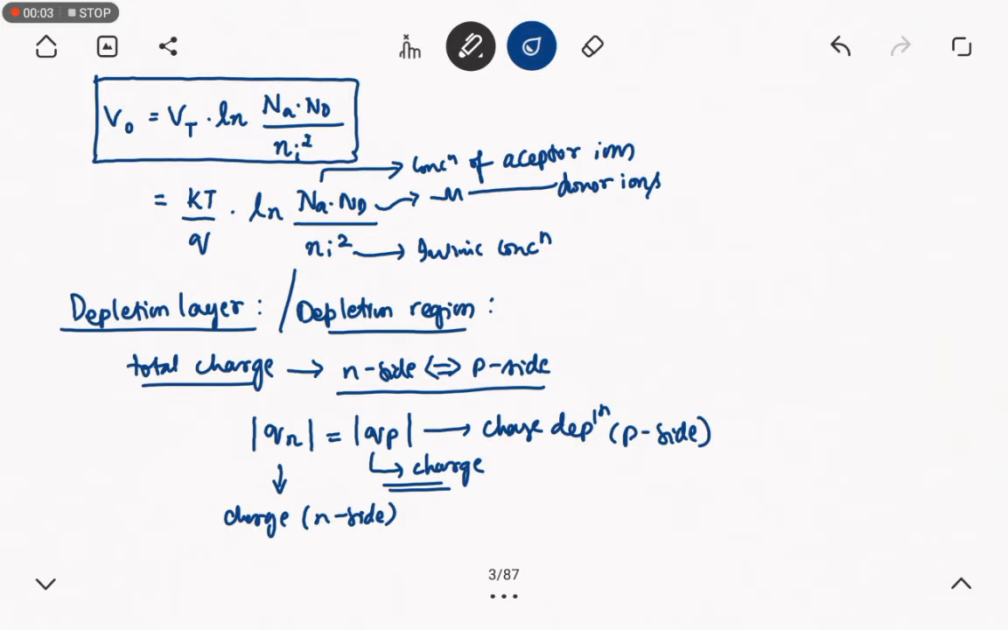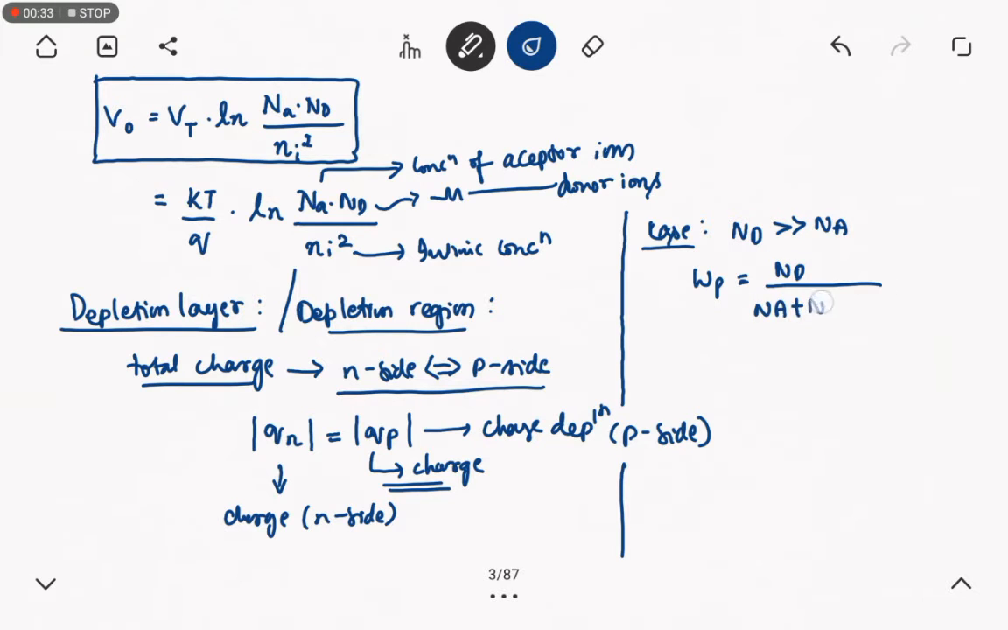There are two cases in order to explain the depletion layer. What are the two cases? First case, when the concentration of donor ions is greater than the concentration of acceptor ions, we will be writing the equation as Wp, that is width of the positive junction. So Wp = Nd divided by Na plus Nd into width W. This is for P region, case 1.